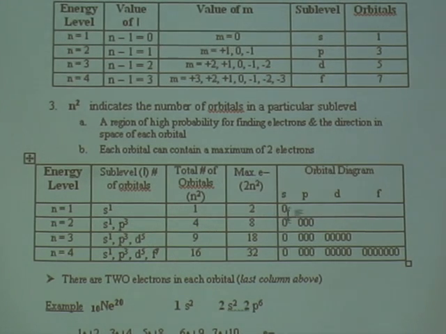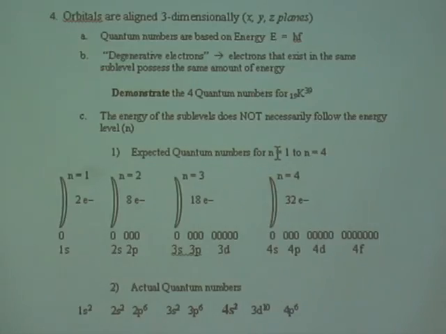We're going to stress the 4 quantum numbers: energy level, sublevel, and now orbital. Within each orbital, you can have up to 2 electrons. So let's just look down through here. Quantum numbers are based on energy. We already said that. Energy is equal to Planck's constant times the frequency.